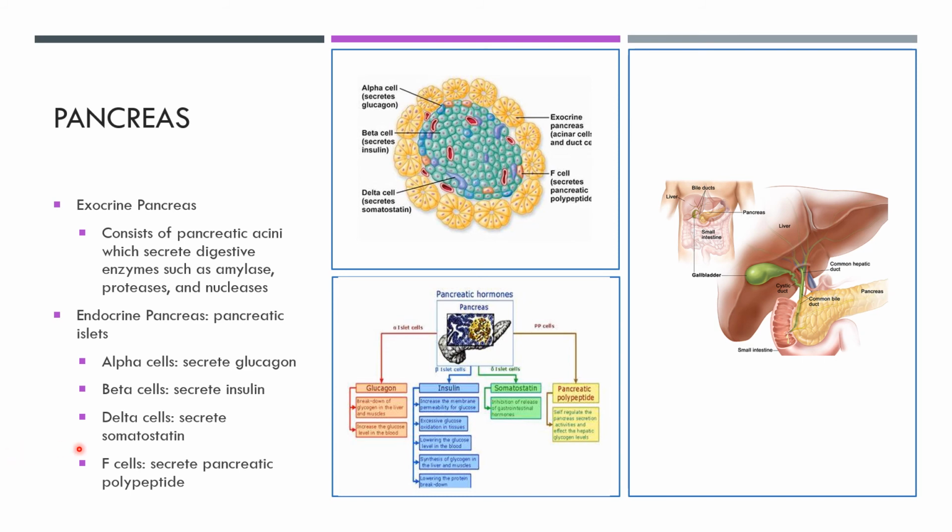Delta cells secrete somatostatin. Somatostatin is known as a GI brake. It inhibits all GI secretions and it inhibits all GI hormonal release. So somatostatin doesn't stimulate anything. As a matter of fact, if you have a test question about somatostatin and one of the choices is that it stimulates something, that's not the answer. F cells secrete pancreatic polypeptide.